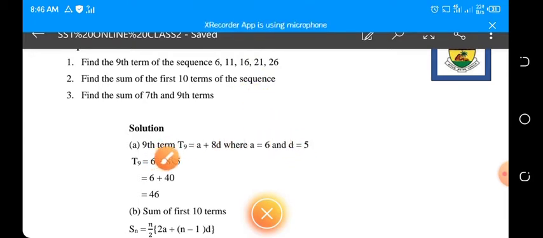Put it into the formula you have: 6 plus 8 times 5. We get our T9 to be 46. Is that taken?